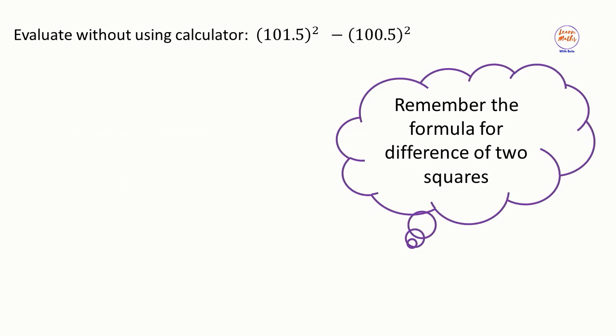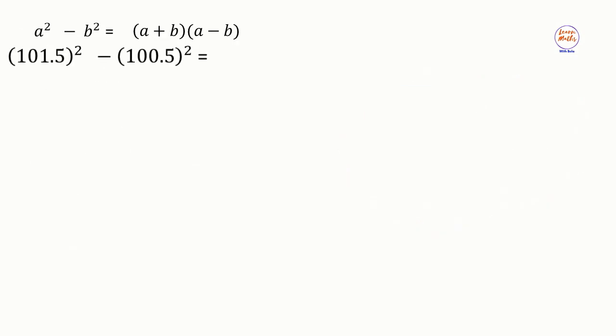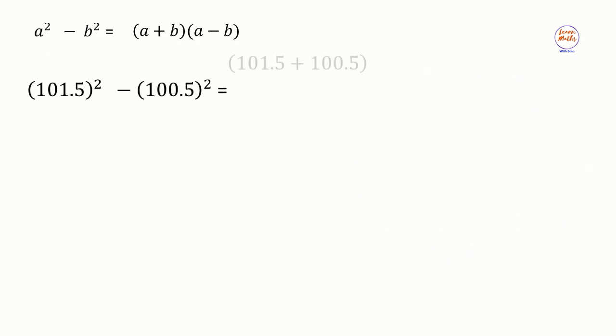So remember the formula for the difference of two squares. That's the method we'll use to solve this without a calculator, and the formula says a squared minus b squared is equal to (a plus b) times (a minus b). So our a here is 101.5 and our b is 100.5. So all we have to do is insert that into the formula.